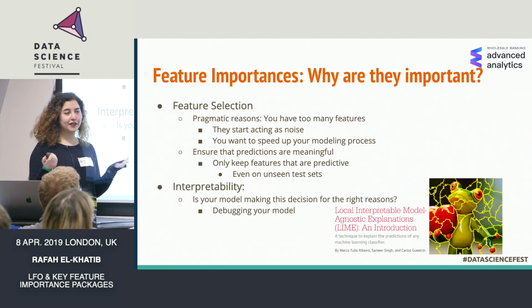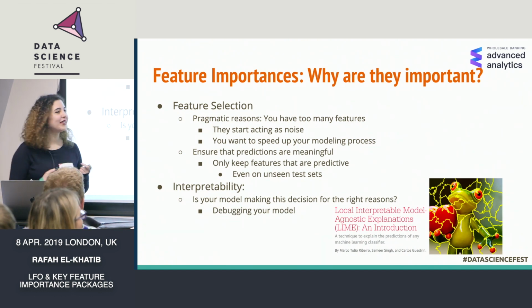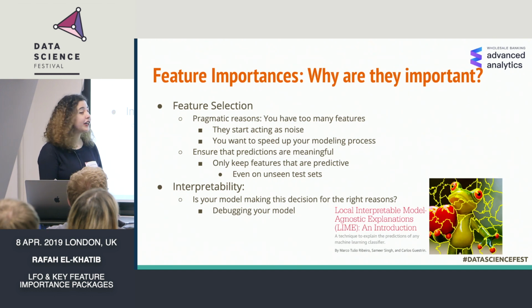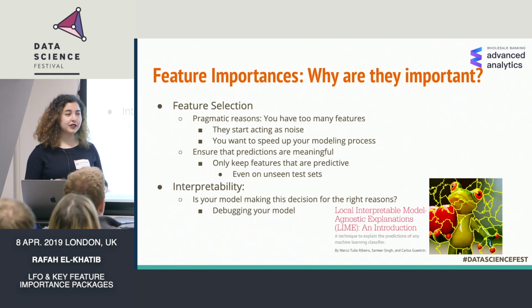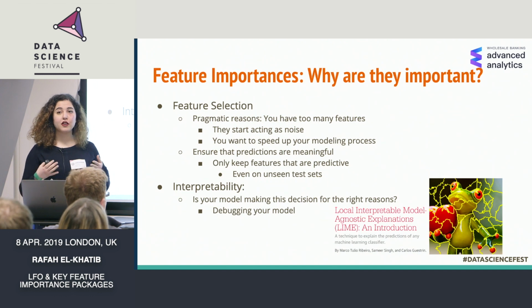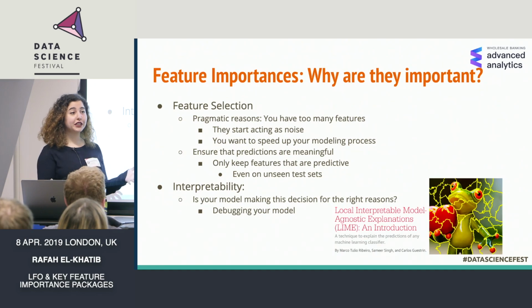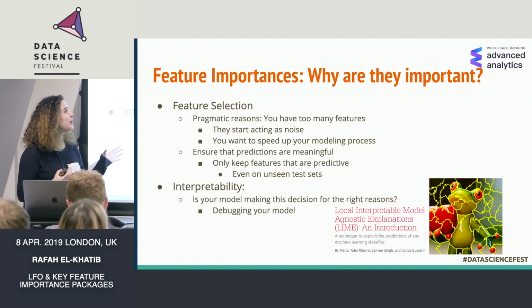Have any of you used feature importances before? Okay, cool, good. So feature importances are very important in general. Why? There are two main reasons. The first one is feature selection, and that's also important for two different reasons. Either you have too many features going into your model, and a lot of them are noisy, so they would dilute the effect of important features that are meaningful and just introduce noise. So you want to remove them.